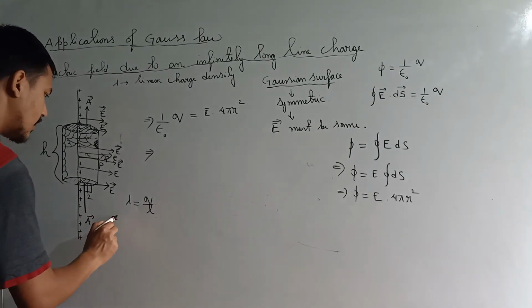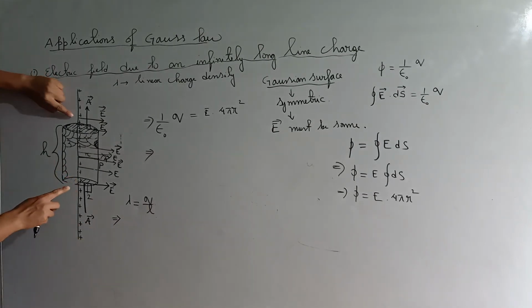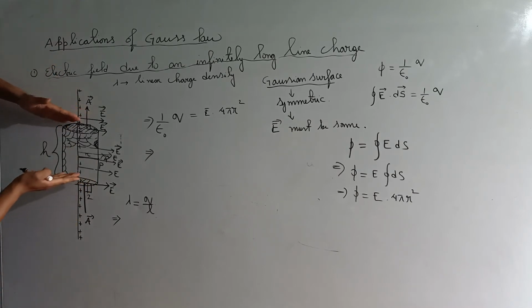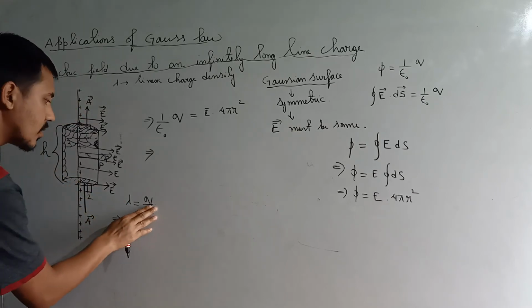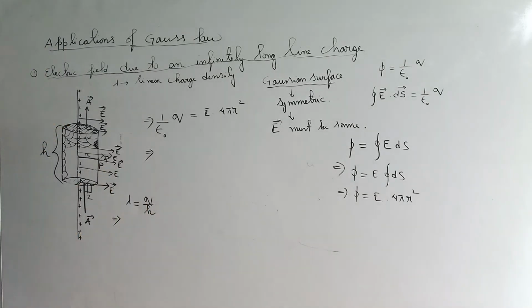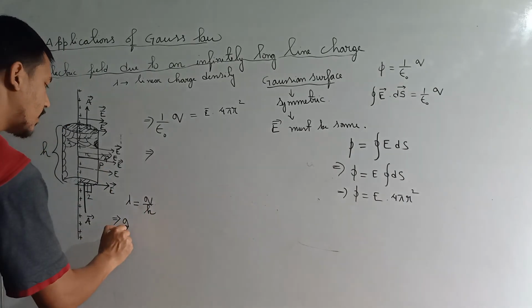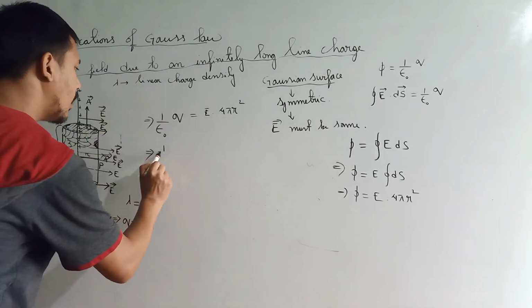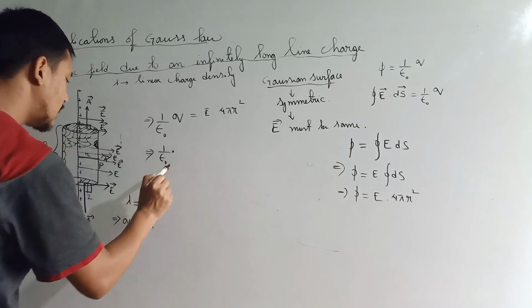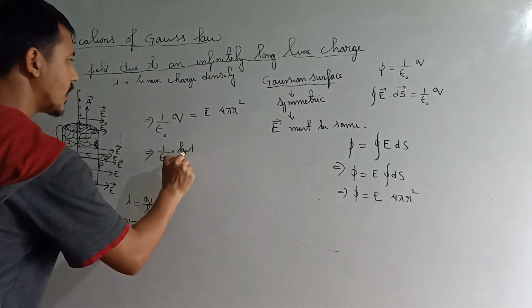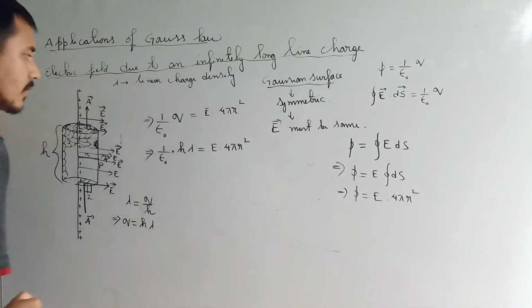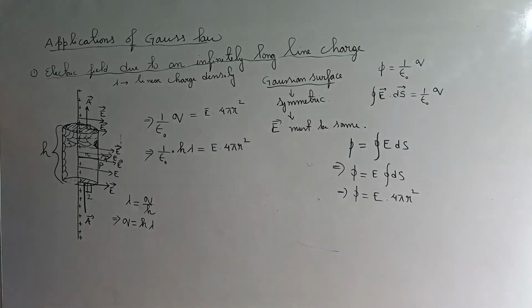So in that case, we have assumed this is infinitely long, but we have taken a certain length of the wire. What is the certain length of the wire? H. So lambda is Q upon H. If you cross multiply, Q will be equal to H lambda. So here 1 by epsilon naught times Q, where Q is H lambda, is equal to E times 4 pi r square, right?